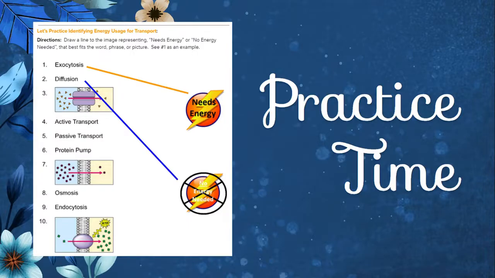Number 3 is just a picture. But when I look at that picture, I'm going from high concentration to low concentration, and I have a protein. So that means that's facilitated diffusion, which also means no energy. You are going to do 4 through 10 on your own.